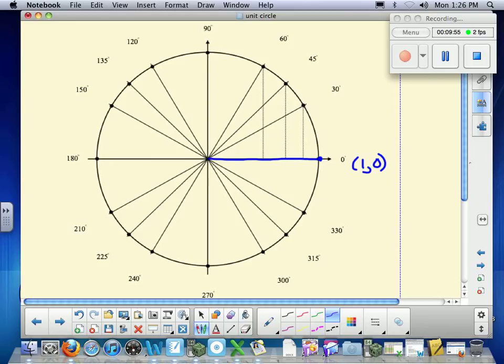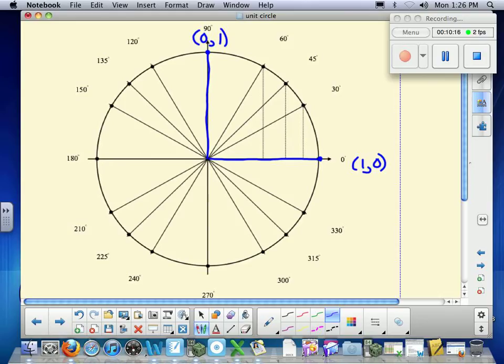All right, I'm going to skip a whole bunch and go right here to 90. This length is also 1, because it's a radius. This point for 90 degrees is over 0. Anybody want to make a guess how far up we are? Up 1.